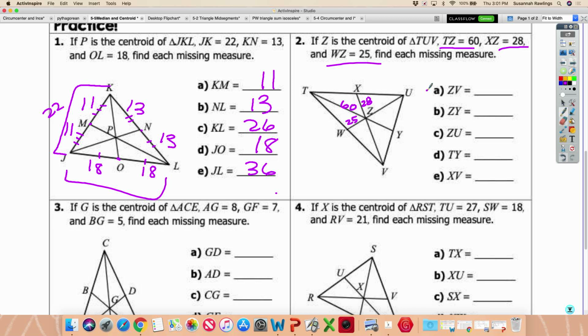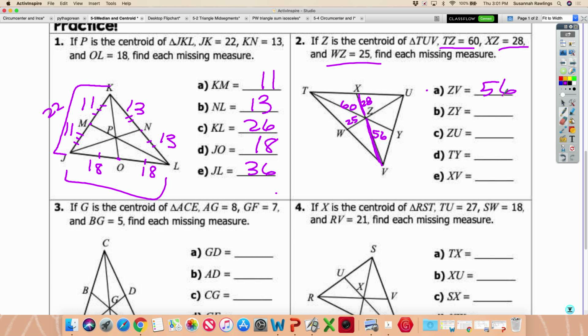So it tells me to find ZV, which is right here. I know that that is my bigger piece. Can we see that that is bigger than that little piece here? So we are going to double it because this is half of it. So we're going to double 28 to get what? 56. Good. So this is where we're kind of using that 2-to-1 ratio. So we're either doubling or halving here.